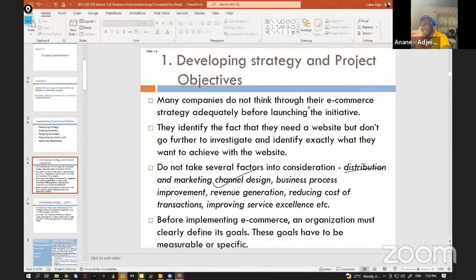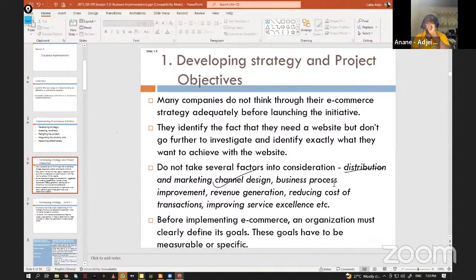So what we are saying is that before implementing e-commerce, an organization must clearly define their goal, what you intend to achieve when it comes to the e-business or the e-commerce environment. What is your goal, or what do you intend to achieve? So these goals have to be measurable and they have to be very specific.